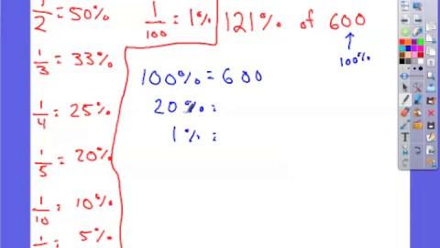So now I need 20% of 600. 20% is a fifth. And if I did that, I think it's 120, but let's just check and see. Oops, I did division. I did the wrong division. 600 divided by 5 equals 120, yep. So my 1/5, which is 20%, is 120.